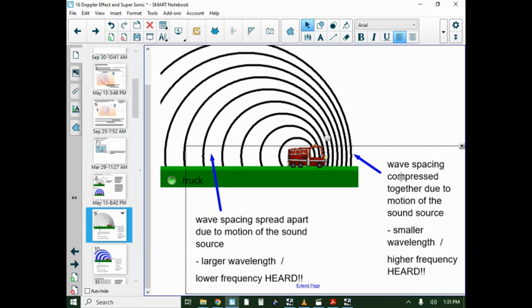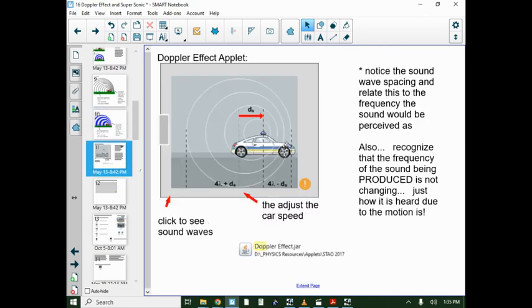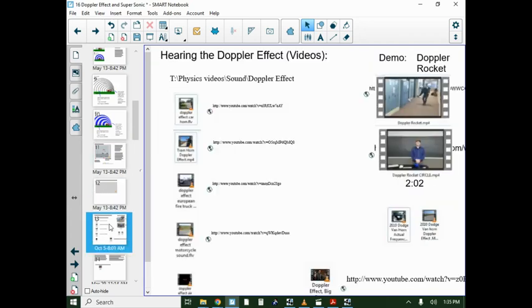So here the waves are compressed together due to the motion of the sound source. And so you have a smaller wavelength and you hear high frequency. And here they're spreading apart, so it's longer wavelength and lower frequency heard. Okay, same deal for that. This was just an applet that used to work that showed the same kind of thing. All right, so let's go with these ones first here, actually.